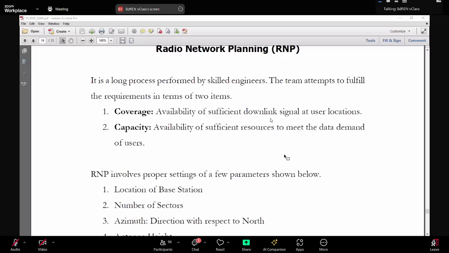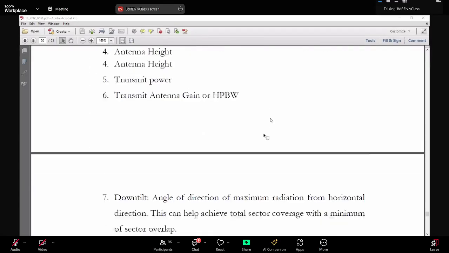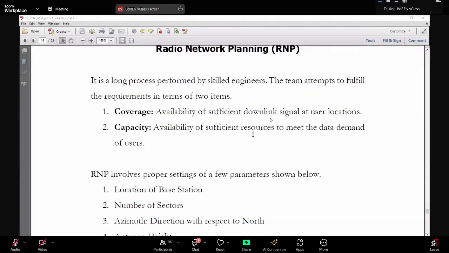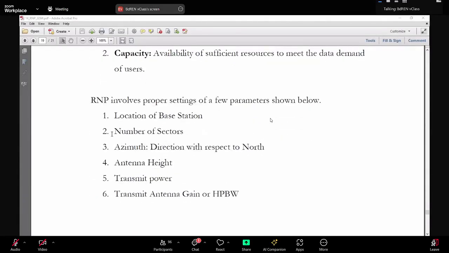The other fundamental objective is to have some satisfactory level of capacity. The signal may be available, but wireless resources may not be. So you need to ensure sufficient resources, considering the potential number of users. So these two things people have in mind while they set these parameters. What are they? So RNP is basically setting proper values for these things. First of all, location of the base station, where the tower may be located.